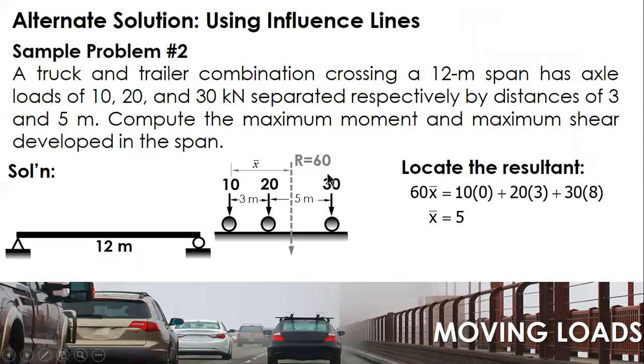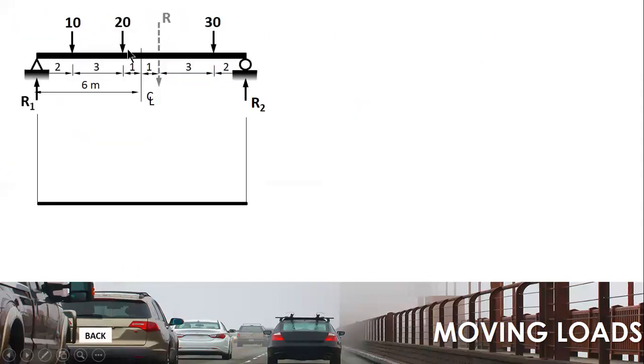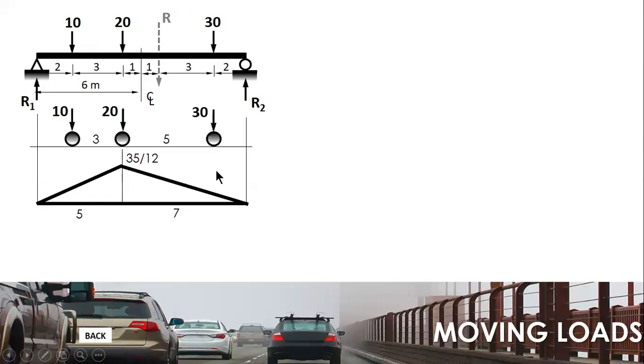For the second problem, we test at 20. We cut at 20, take the influence line: 5 and 7, and 5 times 7 divided by 12 gives 35 over 12. Place the loads, 20, with a distance of 3.5. The clearance here is 2, and here is 2.